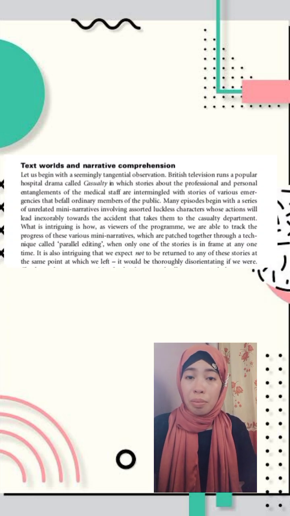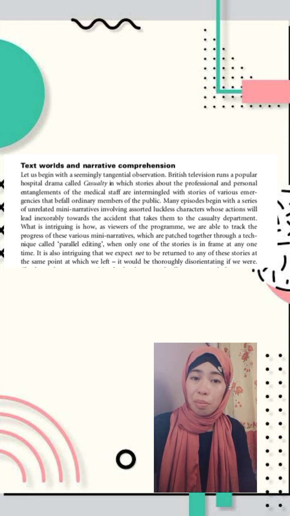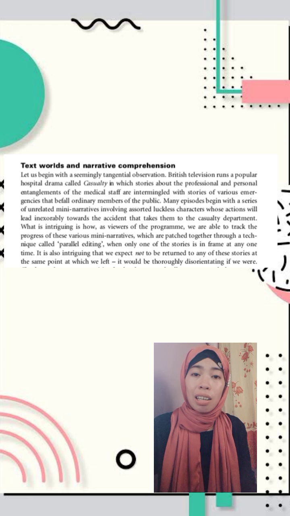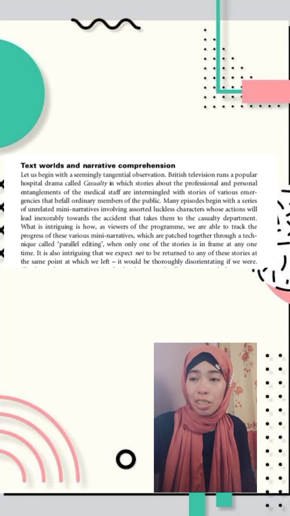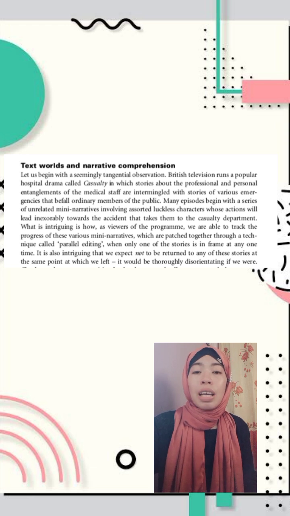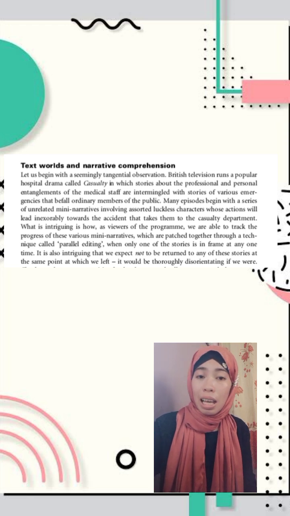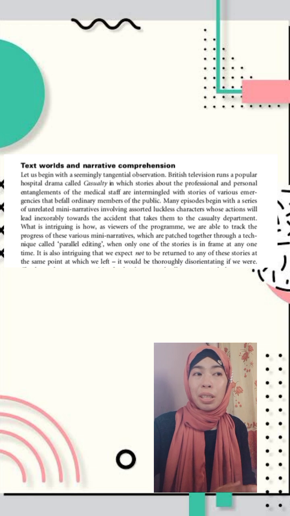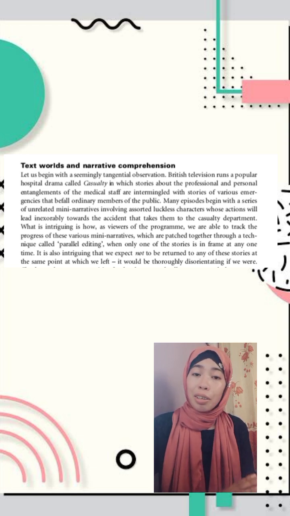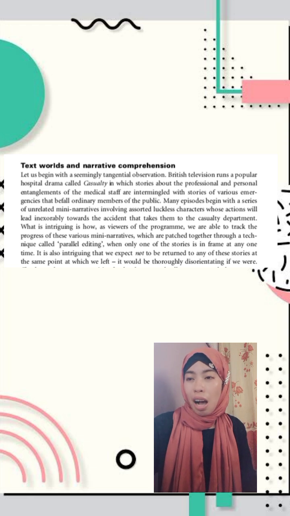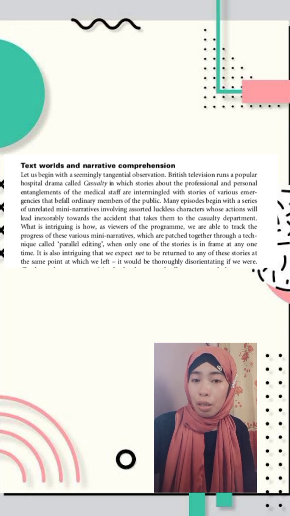Okay. The observation presented discusses the concept of narrative comprehension in the context of a popular British television drama called Casualty. In this drama, the storyline intertwines the professional and personal lives of the medical staff with the emergencies faced by the ordinary people. So the episodes often start with multiple unrelated mini narratives involving different characters whose actions eventually lead them to the casualty department due to an accident.